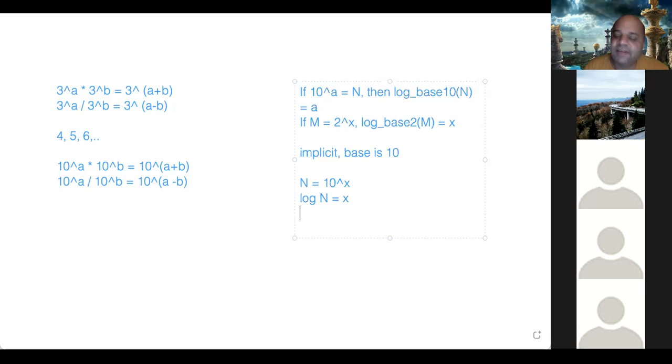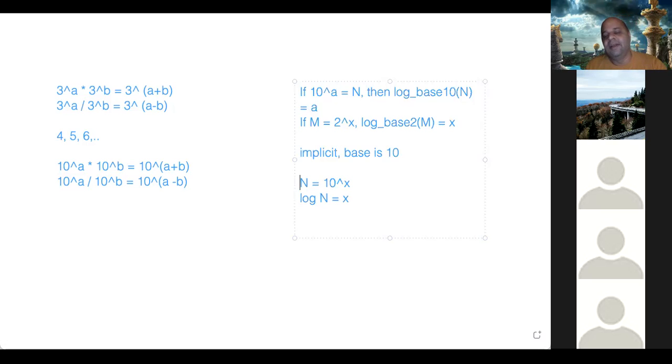Okay, it is nothing but the inverse way, because you can write n as a power of 10. Then whatever that number x is, you can also write it as a logarithm of n. Madhura, are you getting this definition? No, sir. Can you explain again?